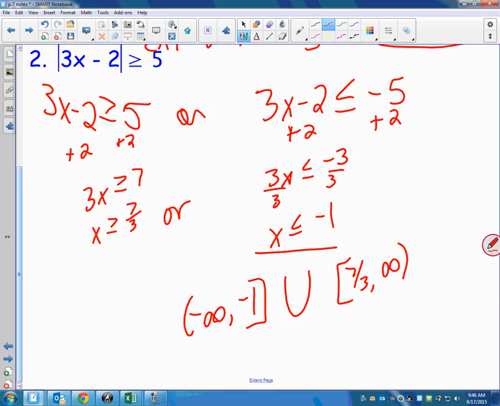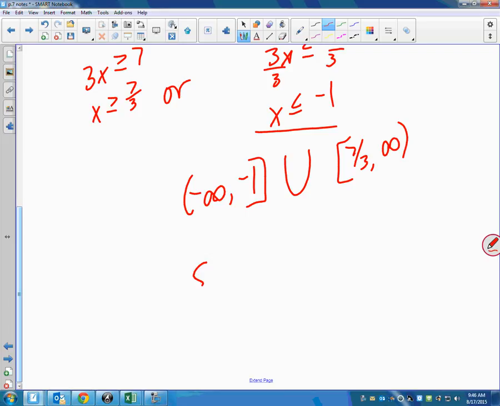And if you were the other way, that's okay too. If you started with this one and then that one. And again, if you wrote it like this, such that x is less than or equal to -1, or x is greater than or equal to 7/3. That's also another notation. I'm just really trying to push the interval notation on you.